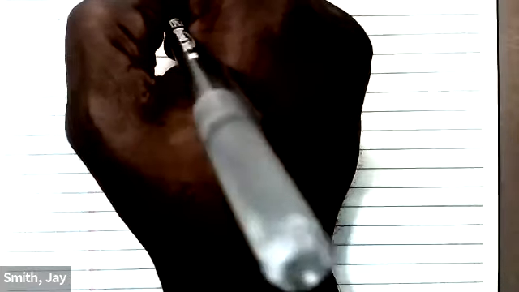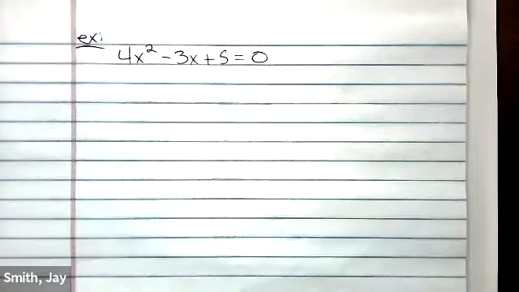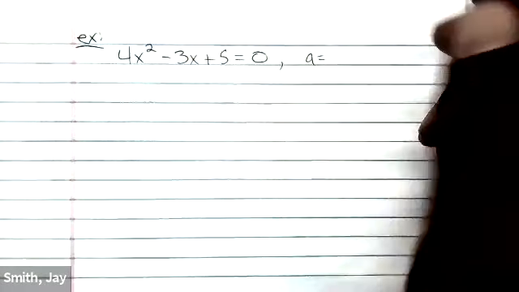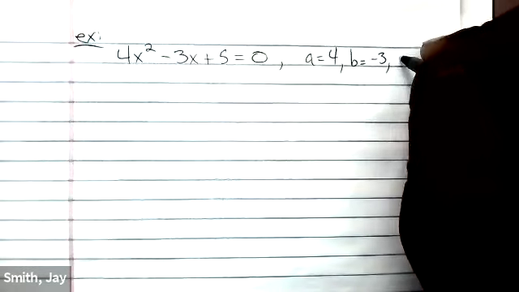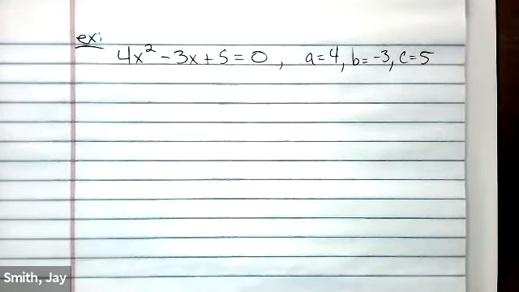Still using the quadratic formula. This time, we're given the quadratic 4x squared minus 3x plus 5. So this time my a is 4. My b is negative 3. My c is positive 5.